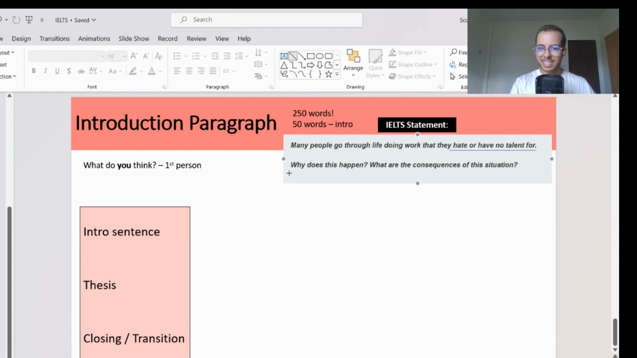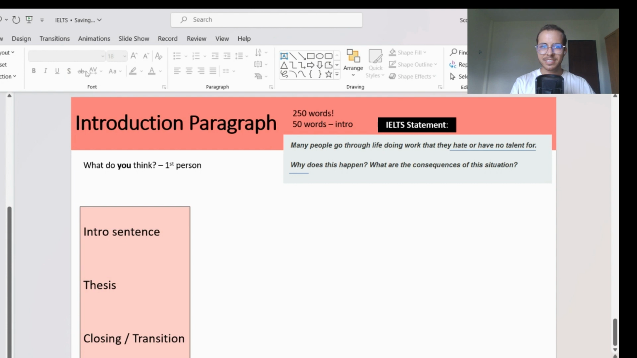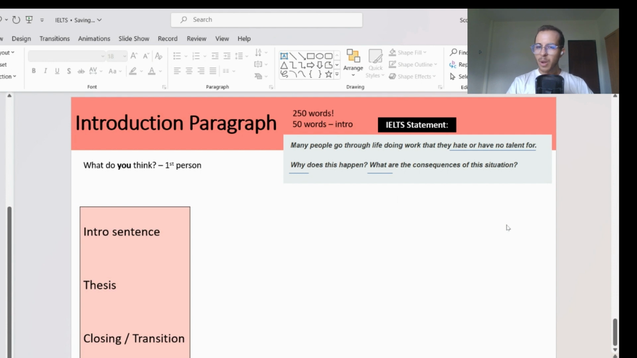Let's look at some more intense words. We're looking at why this happens and what are the consequences. We already have most of our thesis built into this question, the why and the what. In your body paragraph, you will be answering why and what.